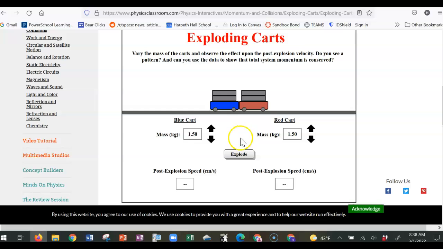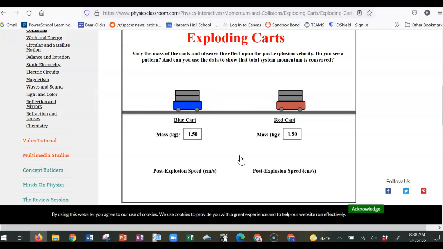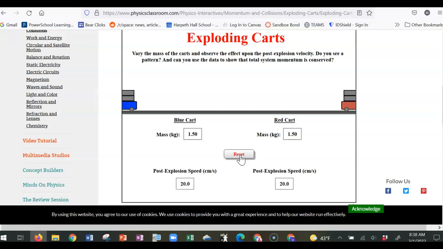Let me just explode it first to see what happens. So I'm going to click explode, and the carts move away from each other. When they finally have gone off the page, you can see the post-explosion speed in centimeters per second. So we can see that both carts, because they had the same mass, moved away from each other with the same speed, but they moved in opposite directions.